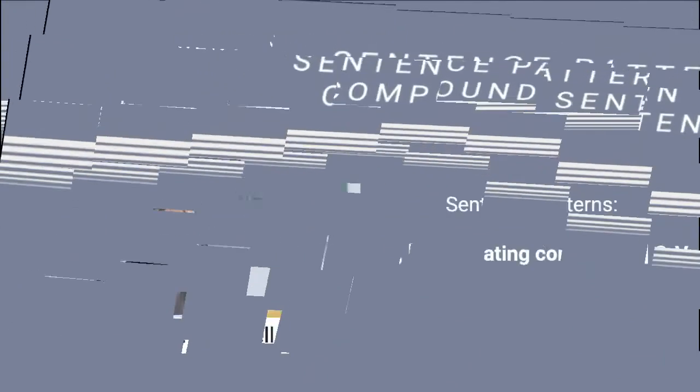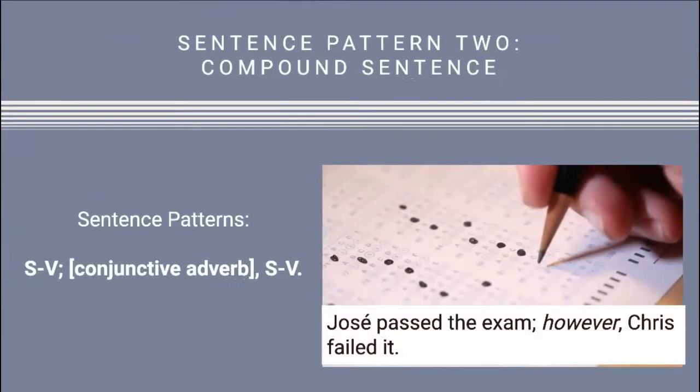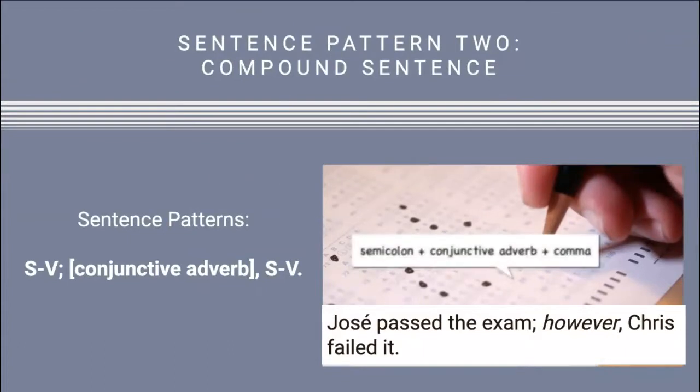An example of a compound sentence with a comma and a coordinating conjunction. Jose studied, but Chris fell asleep. An example of a compound sentence with a semicolon, a conjunctive adverb, and a comma. Jose passed the exam; however, Chris failed it.